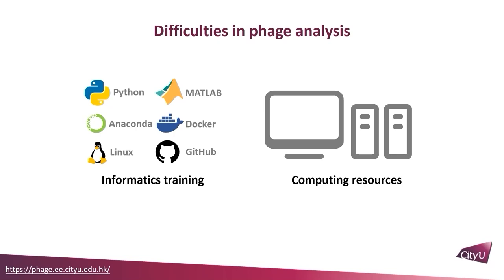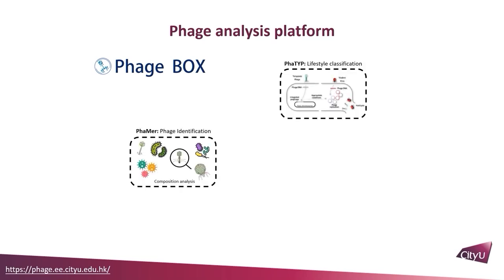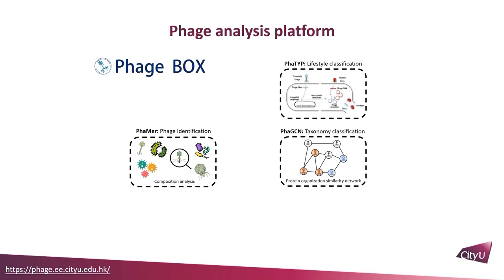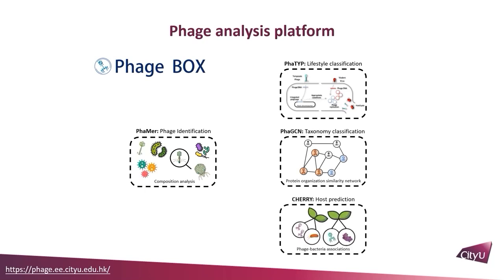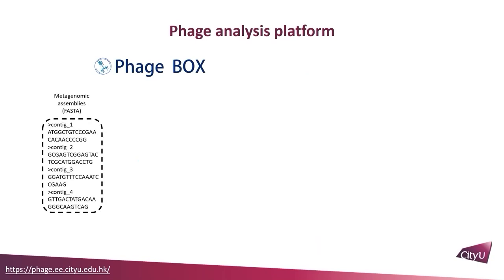Thus, it is preferred to have an integrated web server that can conduct comprehensive phage analysis while sparing users the time and trouble of installing multiple open source tools. Here, we present PhaBOX, a web server for comprehensive phage analysis, including phage identification, lifestyle prediction, taxonomic classification, and host prediction. The input of PhaBOX is the FASTA file containing assembled contigs from metagenomic data or whole genome sequencing data.